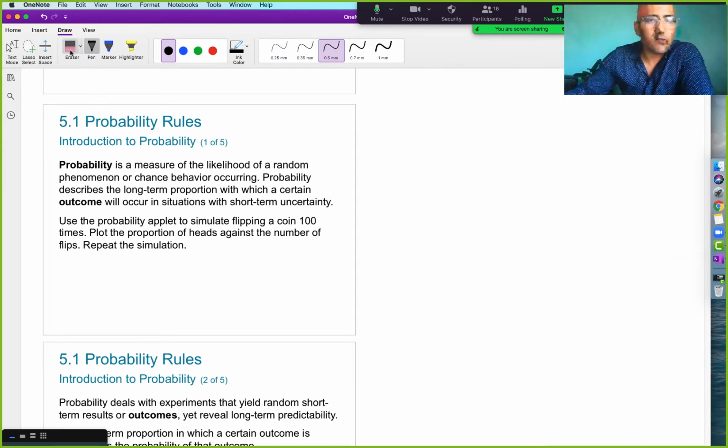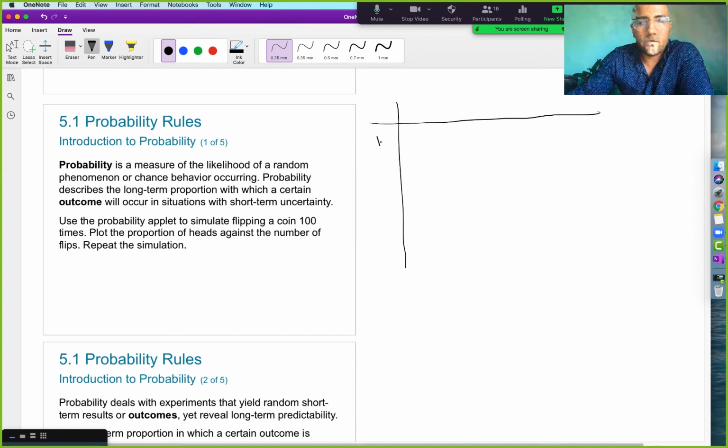You just want to do the algebra behind it. Okay, we flipped it one time and we got heads. Right, so right now the result is 1 out of 1, and so that just turns into 1. And then the second time we flipped it, we got a tails. So how many times have we got heads? We got 1 out of 2. 1 out of 2 is equal to 0.50 if we divide those two things.